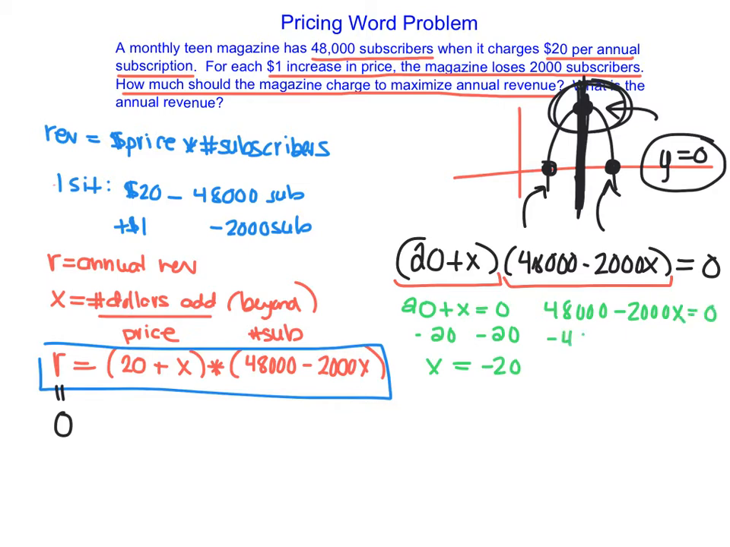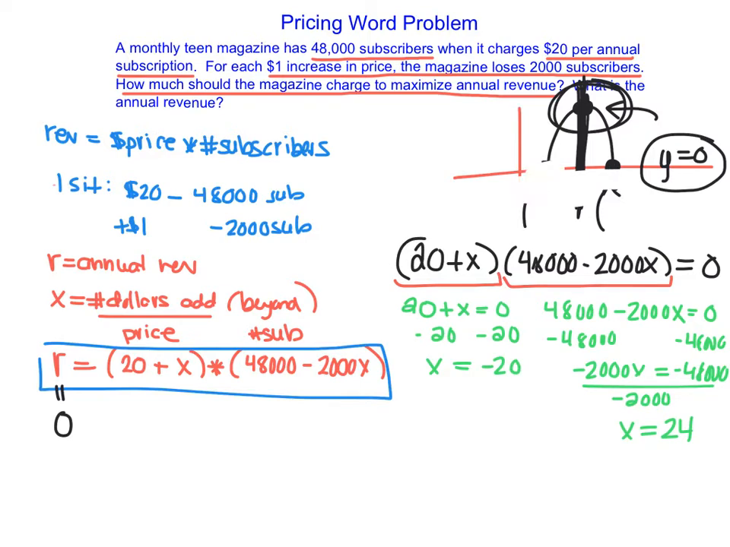I'm going to subtract 48,000 from each side. So I have negative 2,000 x is equal to negative 48,000. Divide by negative 2,000, and I find that x is equal to 24. So what I notice here is that my graph here really isn't that accurate.